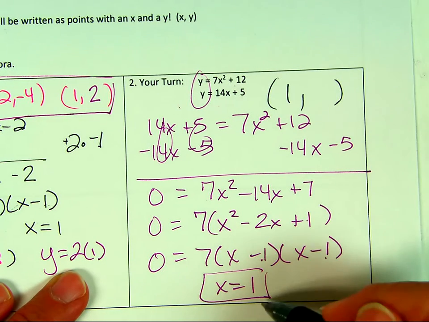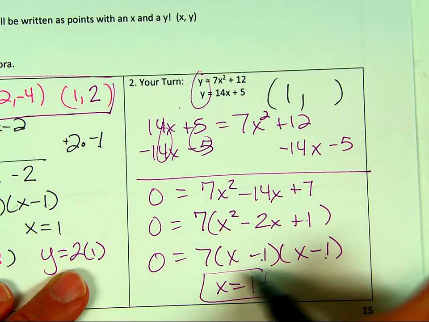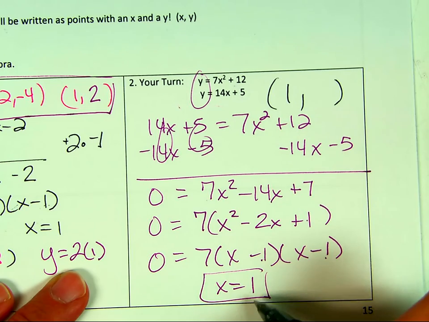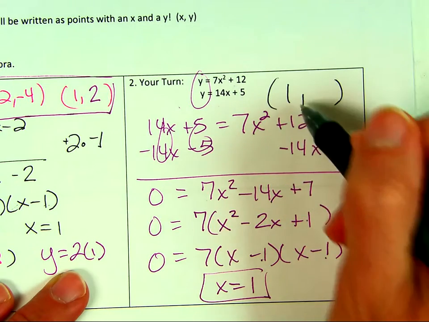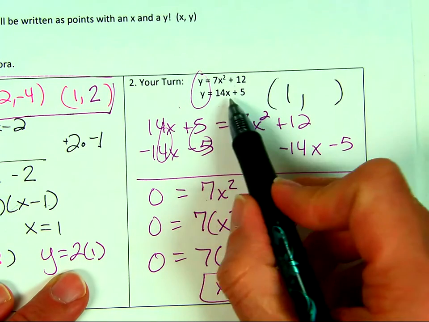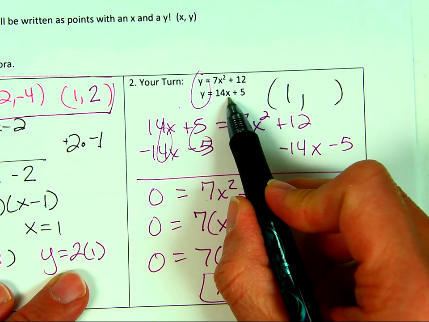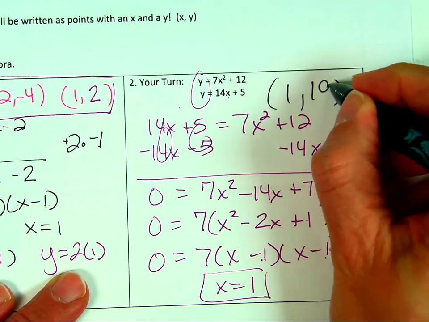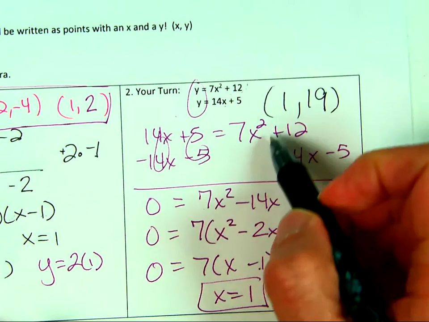To find the y-coordinate, I'm not going to get 2 solutions because the equation only produced one x, so I get 1 point. I can just plug it back in here. So I could say 14 times 1 is 14, plus 5 is 19. You should be able to do that here too if you wanted to plug it in.